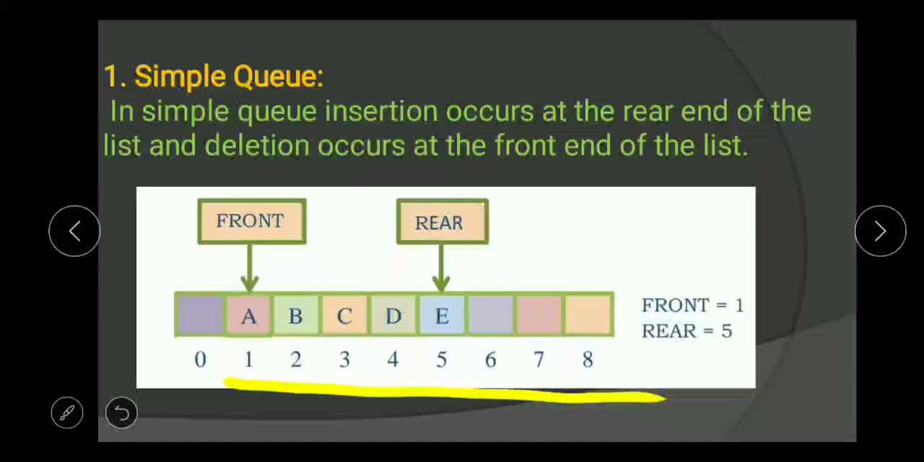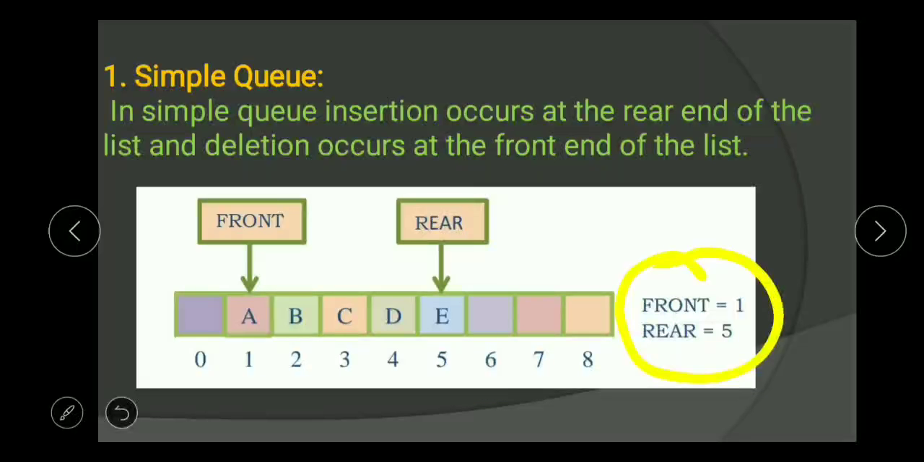We have the items called A, B, C, D, E, and the indexes are 1, 2, 3, 4, 5. So in the simple queue, the insertion occurs at the rear end and the deletion occurs at the front. Here front is equal to 1 and rear is equal to 5. Front is index number 1 and rear is index number 5. This is about simple queue.